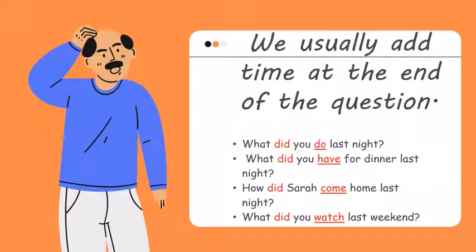What did you do last night? What did you have for dinner last night? How did Sarah come home last night? What did you watch last night? Can you see? That is the time at the end of the sentences. Last night and last weekend.